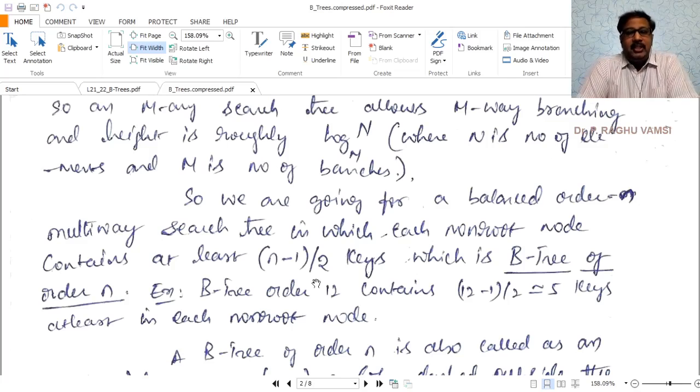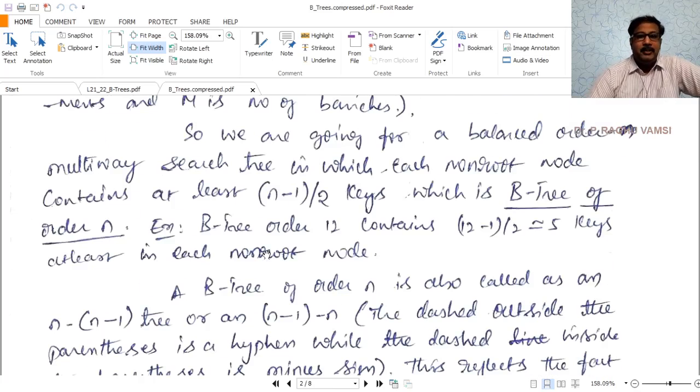Assume that the B tree is of order 5. Then how many keys can the internal nodes have? 5 minus 1 by 2, that means at least 2 keys must be there, and at most 5 keys. So this is the idea of the B tree. Example, a B tree of order 12 contains (12 minus 1) by 2, that is on average 5 keys at least in each non-root node. This is the idea of the B tree.